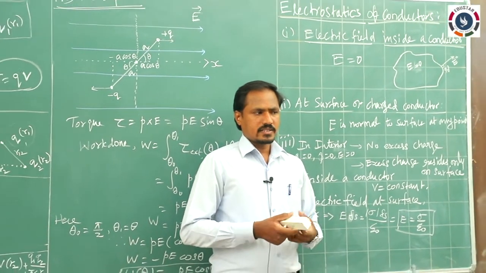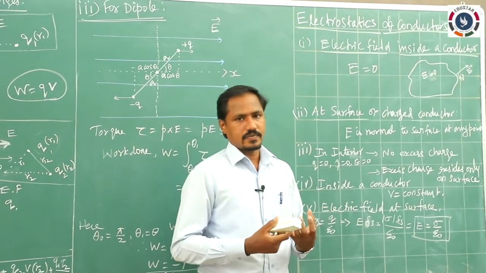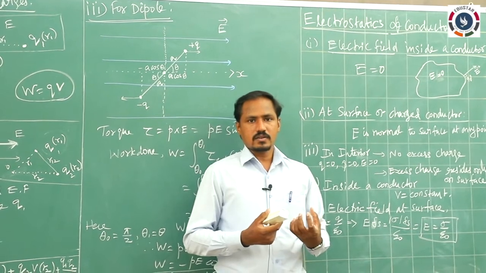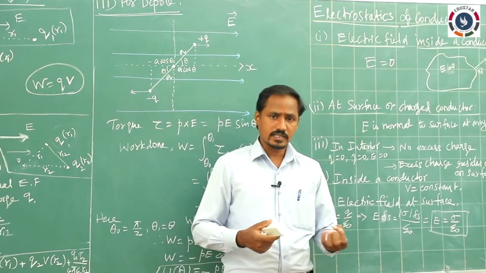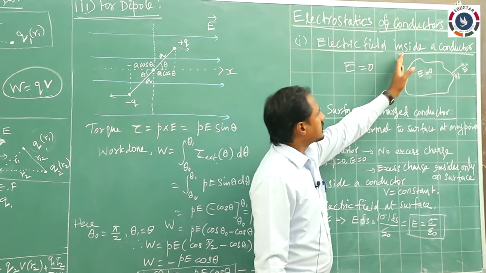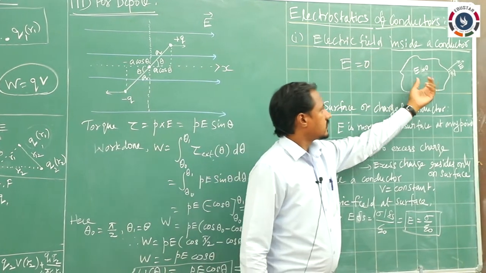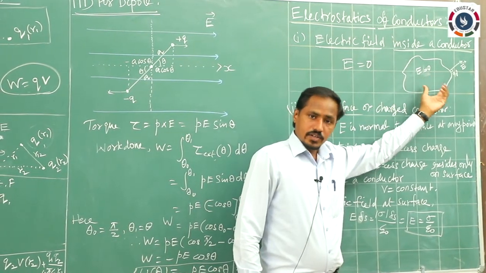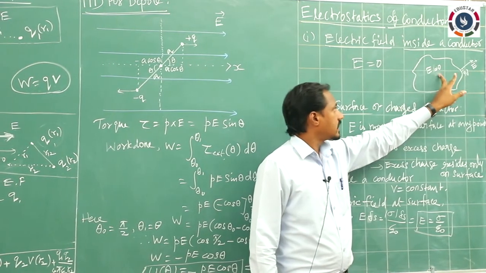So we can say there is no electric field inside the metallic conductor. There is no net electric field because the electrons are randomly moving in all directions. So electric field inside a conductor is always equal to 0, E equal to 0, whether it is neutral or whether it may be charged. So the electric field is always 0.